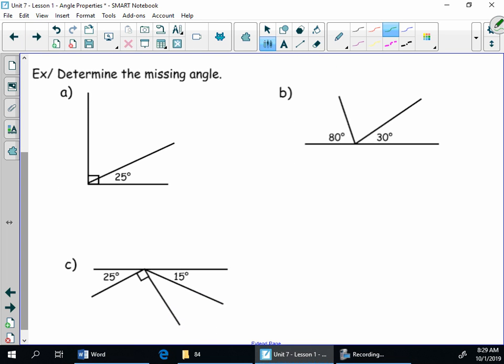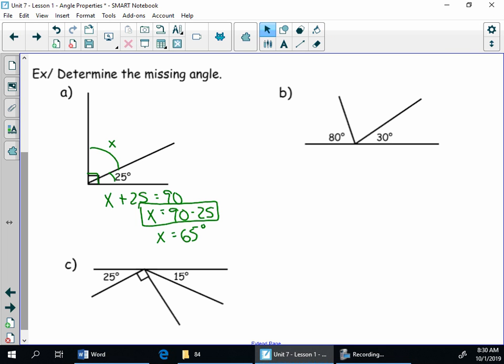I've got a box. I know this box means it has to be 90. So I've got 25 plus this other piece. Well, that means I can write down that x plus 25 has to be 90. In other words, 90 minus 25. x has to be 65. Now again, I can cheat. I could pretty much go right to this step because I know that it has to be 90 degrees. Okay, let's take a look at the next one.